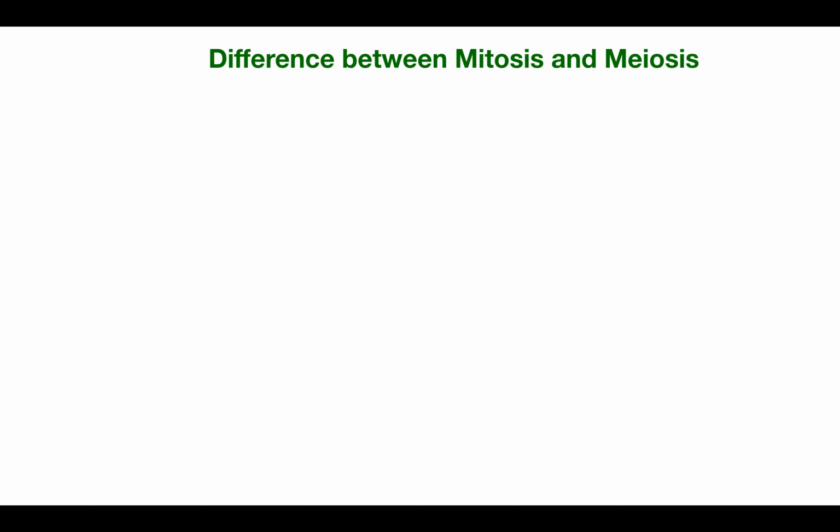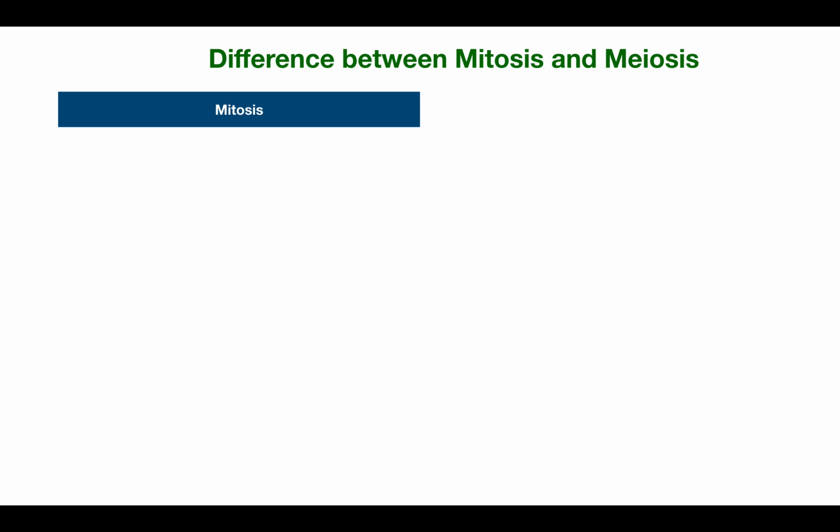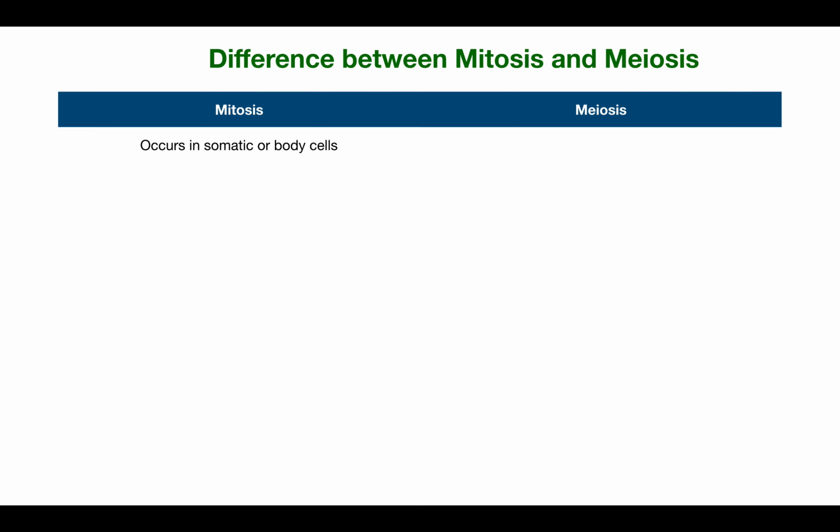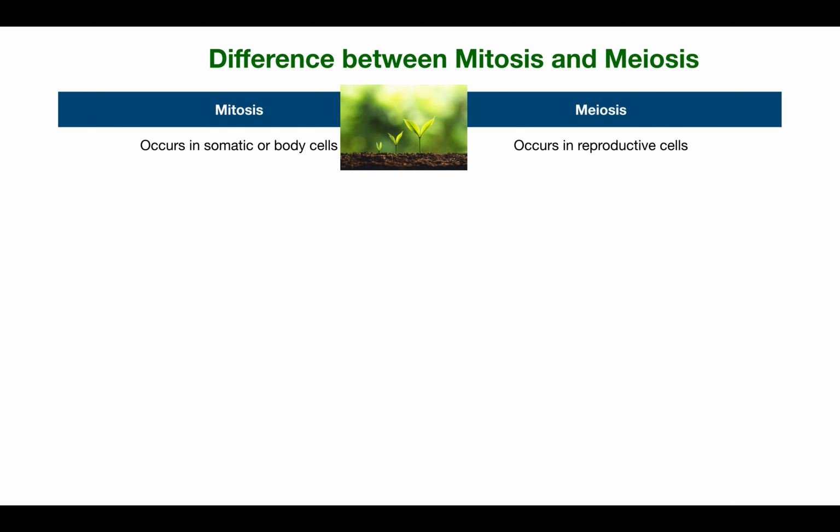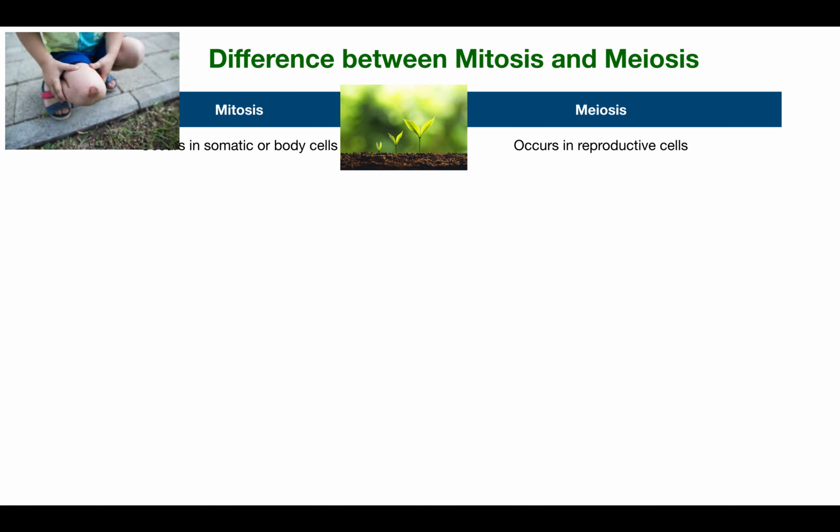First of all, as I already said, mitosis occurs in the body cells or the somatic cells, whereas meiosis occurs in the reproductive cells. Now, what is the significance of mitosis? How does mitosis help? Let us check. The first thing is for the purpose of growth. Next, for healing or repair of tissues.